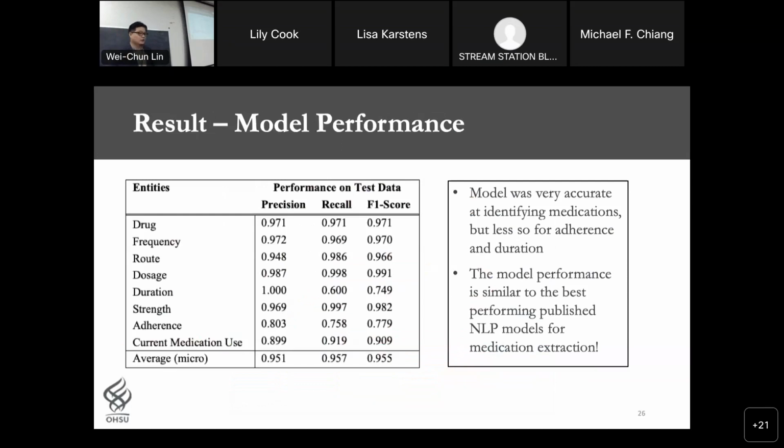The table shows the results for each entity and the average score for all entities. We can see the model is quite accurate in extracting medication-related entities such as drug name, frequency, route, dosage, and strength. But the model shows lower performance on duration and adherence. The difference might come from the limited sample size in the training data or the variety of wording for some labels. So overall, the model was very accurate at identifying medication, but less so for adherence and duration. And the model performance is similar to the best performing published NLP models for medication extraction.